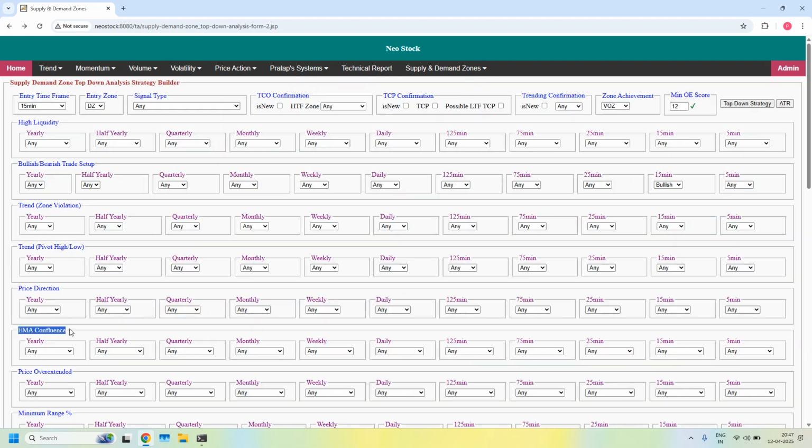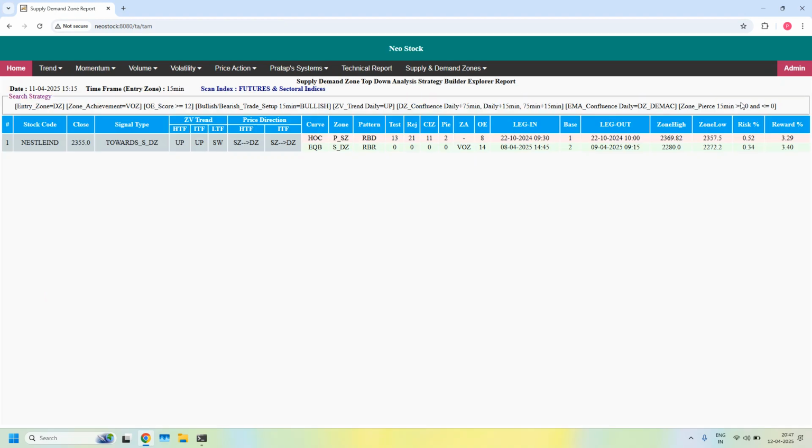In the EMA confluence at a daily time frame, I am checking daily demand zone having daily EMA confluence or not. At the same time, the trend on the daily should not be sideways. It should be uptrend because it is bullish trade setup. Let's filter. We got that one stock filtered. Maybe this demand zone might be having even more high probability to get success. We're not saying 100% probability. We are saying more probability compared to the other stocks.